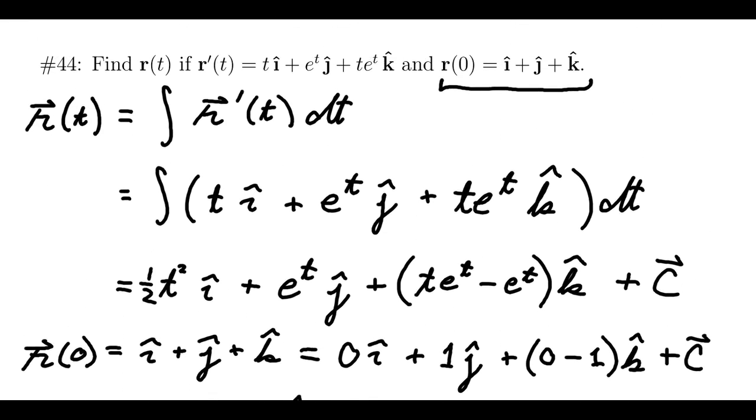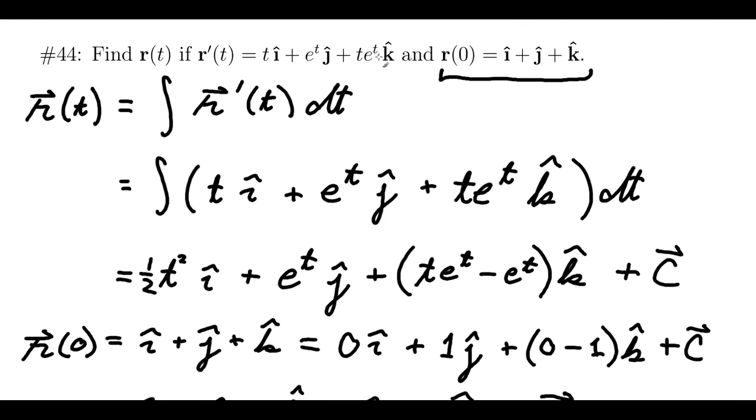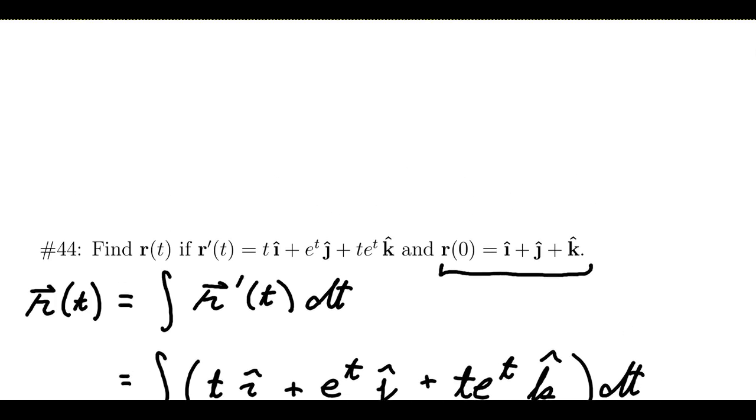Again, r prime of t will have infinitely many antiderivatives. We want the specific one that satisfies this condition, where r of 0 equals i plus j plus k. So you have that. Now this is all using the i, j, and k notation. Again, you're always free to switch that to the component form with angle brackets.